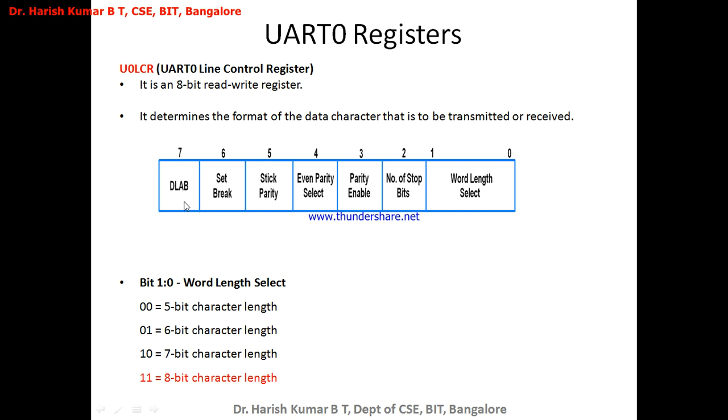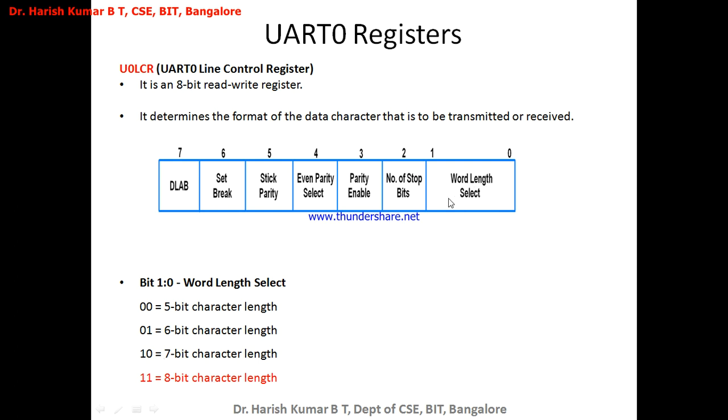So this is made as 1 right now. So we are not interested in these things. We are interested in this, this, and this. This I have to make 1 in order to enable the divisor latch access bit, and this is 0 because only one stop bit is sufficient for me, and I'm making 8 bits as 1 byte. So I have to make these two as 1 1.